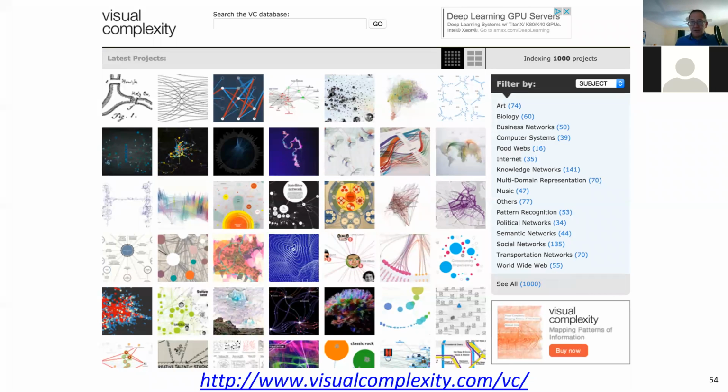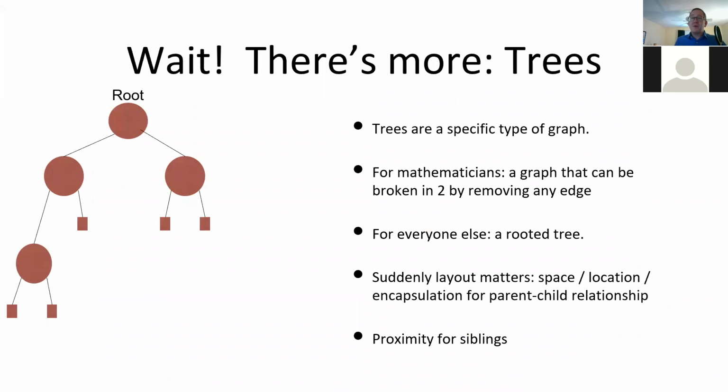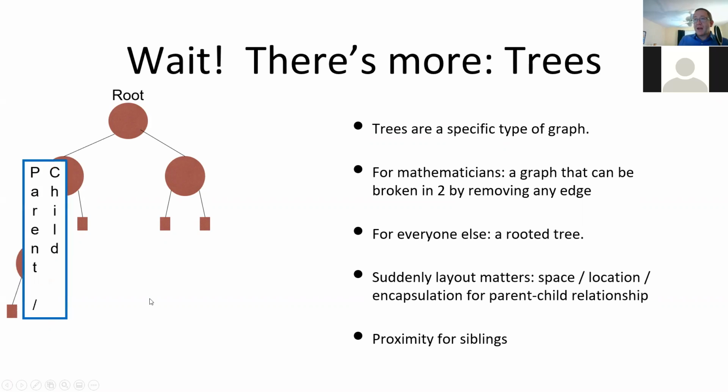So there are two different websites I want to show you. There is Visual Complexity, the VC website. It's just a list of a bunch of graph visualizations that they found. And then we also have trees. We're going to talk about trees in a little bit, but I want to hit this as an in-class exercise. A tree is a graph, but there is a root. Everything goes down from that. So we have a parent and child. This is a parent. This is a child.